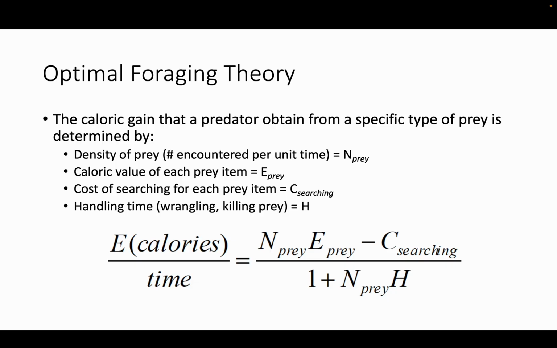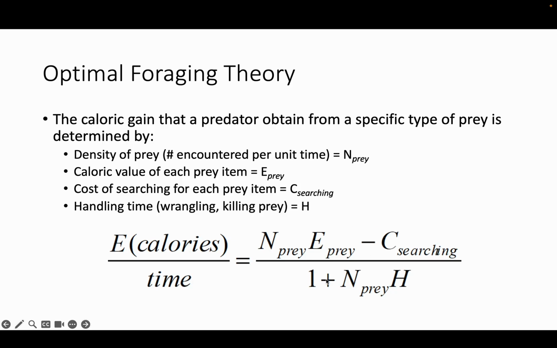So, going back to this formula, N prey means density of prey. This is the number of prey that a predator can encounter per unit of time. E prey is how many calories a prey item can offer its predator as a whole. You have to subtract this from the cost of searching. So it does take time. It is costly to go out, stalk, and hunt a prey item, so you have to take that into account.